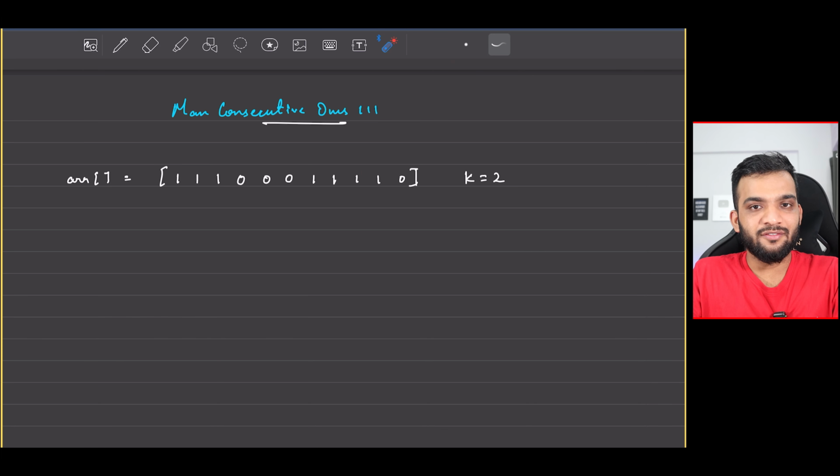So let's continue with these drivers A to Z DSA course. And the problem that we will be solving today will be involving the concepts of two-pointer and sliding window.